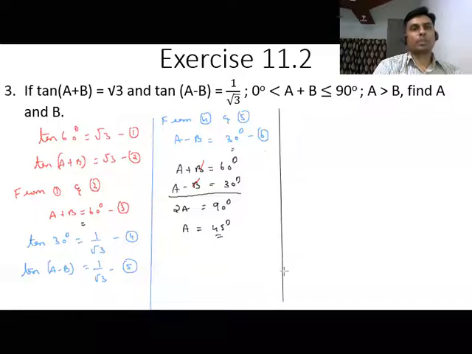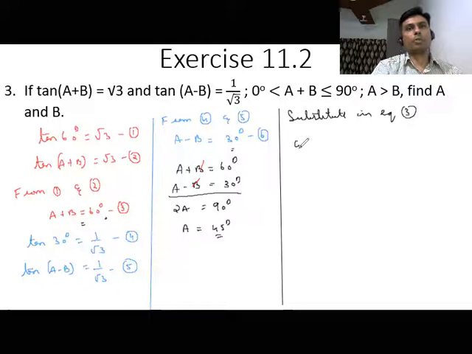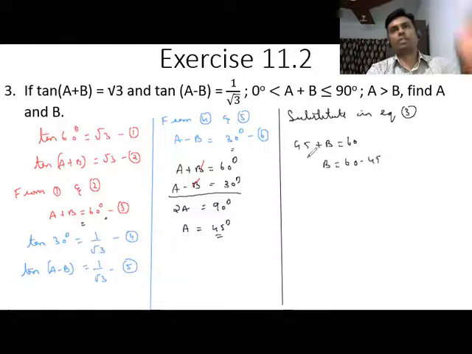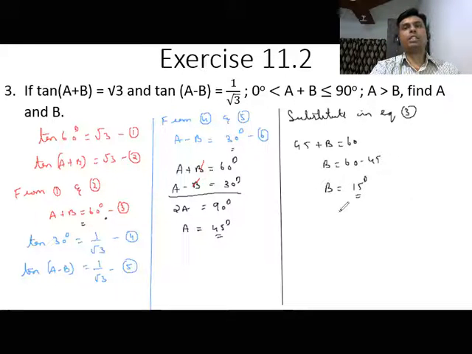Now you can substitute. Let's say you substitute in equation 3. If you substitute in 3, what will you get? 45 + B is equal to 60. B is equal to 60 - 45. Bring plus 45 to the other side, it becomes minus 45. So B is equal to 15 degrees. Therefore, angle A is equal to 45 degrees and angle B is equal to 15 degrees.